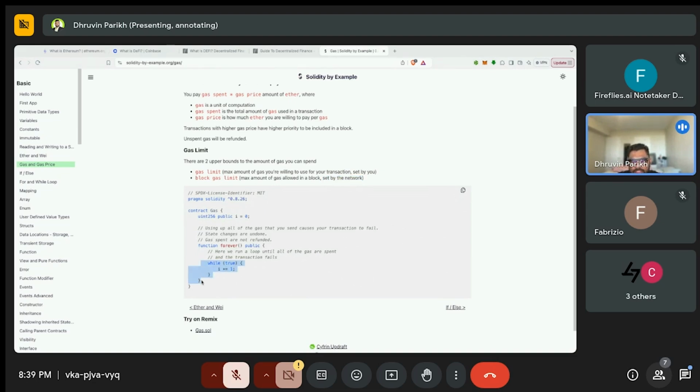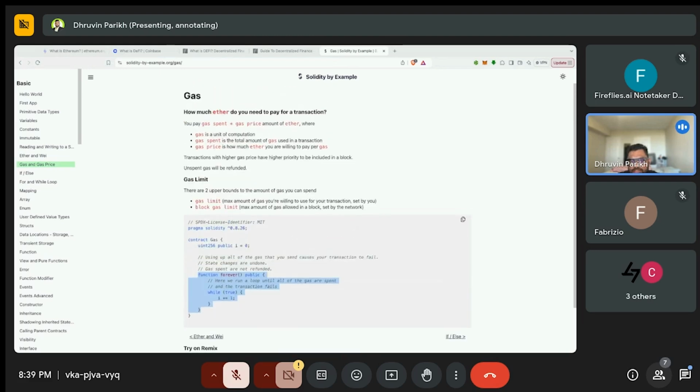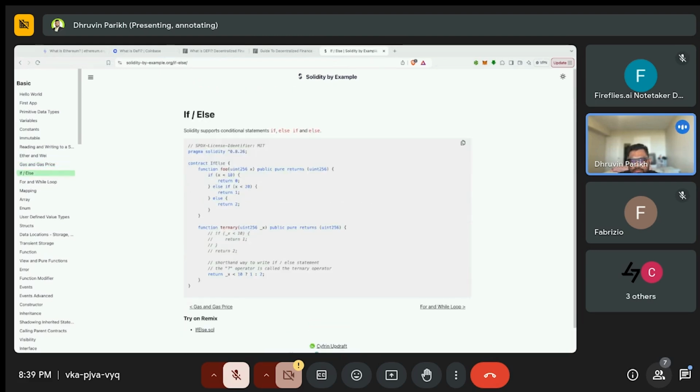So this is an example. It is going to throw an error because it will exceed the block gas limit. You can see it's a while loop that is never going to time out, right? So it will consume all of the gas. You should know this. Then of course, if, else if, else.